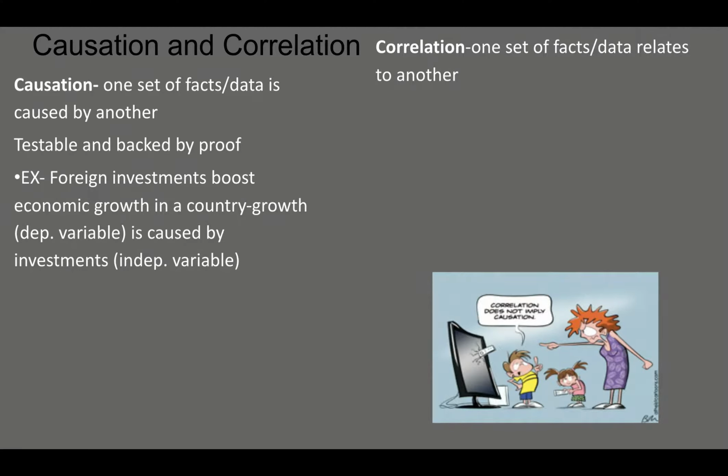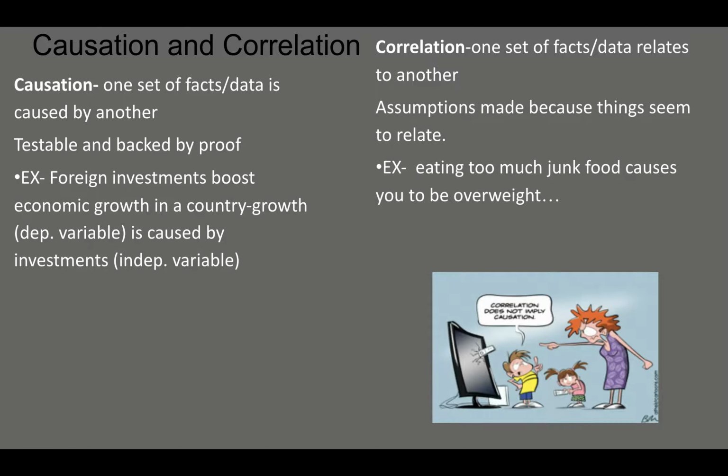Correlation is kind of an assumption. One set of facts or data relates to another, but we can't necessarily do the through line and prove that one thing is caused by the other. It's all about assumptions. So an example is eating too much junk food causes you to be overweight. Well, you're assuming that. You don't know how much somebody exercises. You don't know what their metabolism is like. You cannot necessarily make that direct connection.